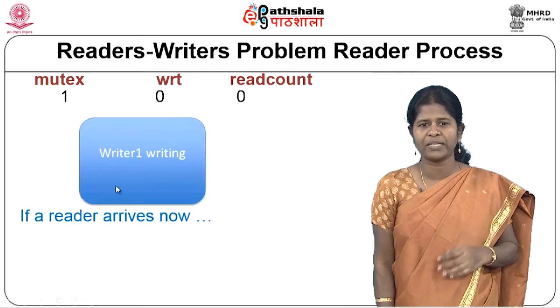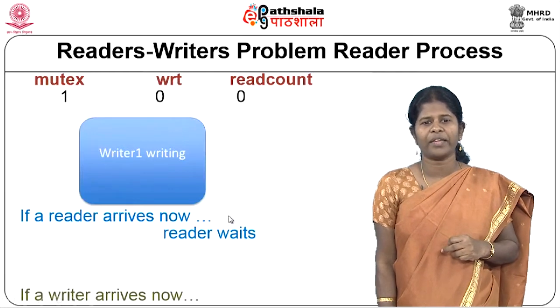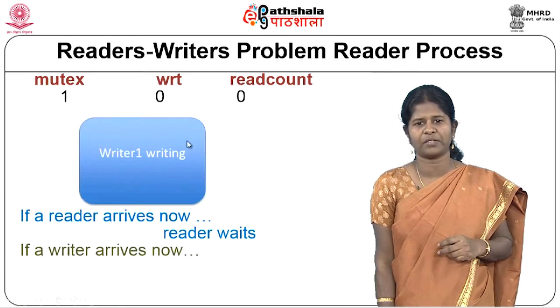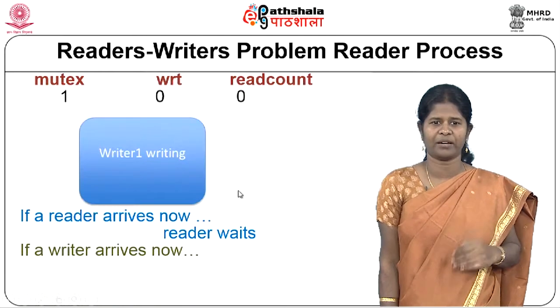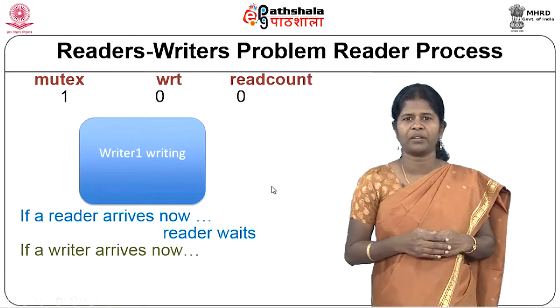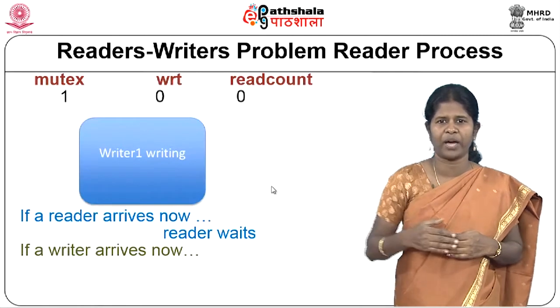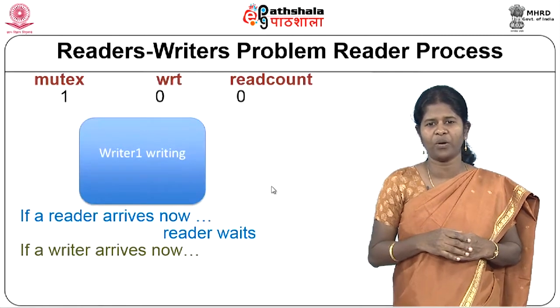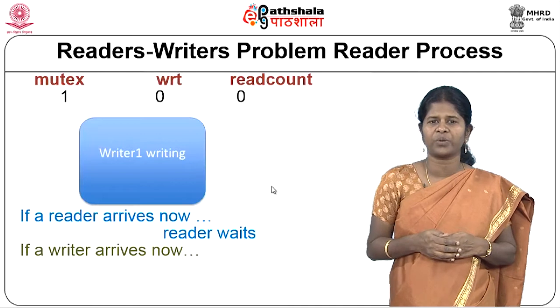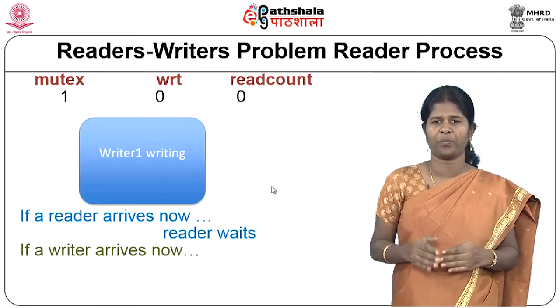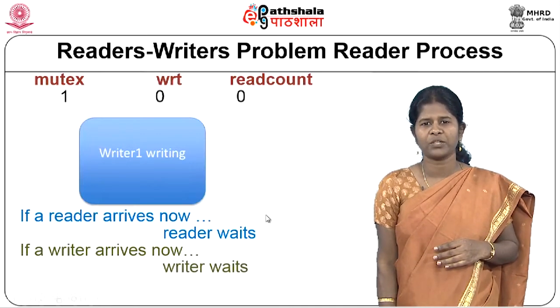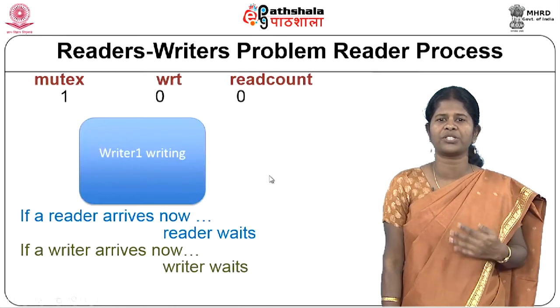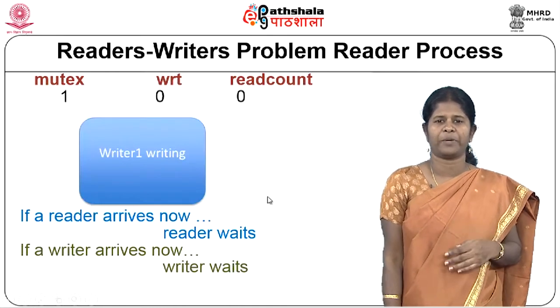Suppose while this writer is writing, another writer arrives. What will happen? The writer will wait on WRT. The value of WRT is 0, hence the writer cannot continue to write, and the second writer will keep on waiting. So, this is how the solution to the readers-writers problem has been given.